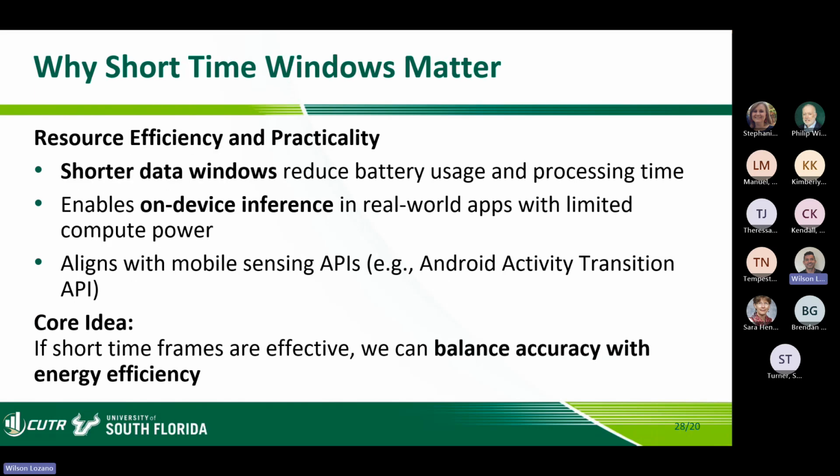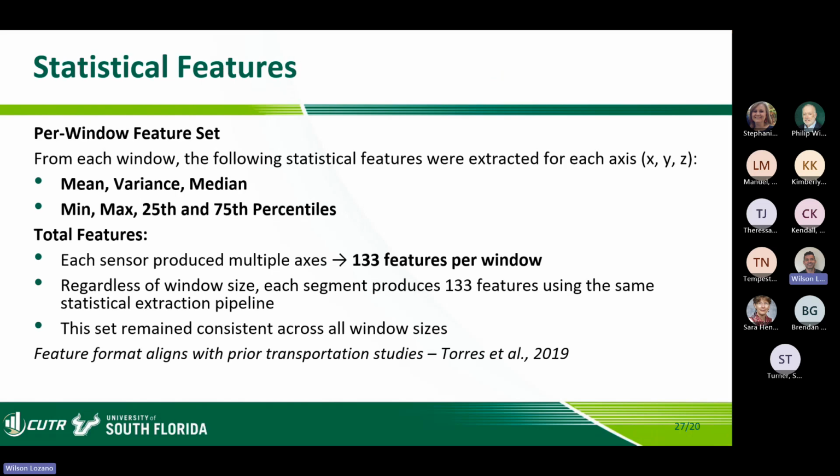In total, for each sensor, since each sensor produces multiple axes, we're going to end up with 133 features per time frame window. So regardless of the window size, whether it's 3 seconds or 90 seconds, each segment is going to produce 133 features using the same statistical extraction pipeline. These sets remain consistent across all time windows.